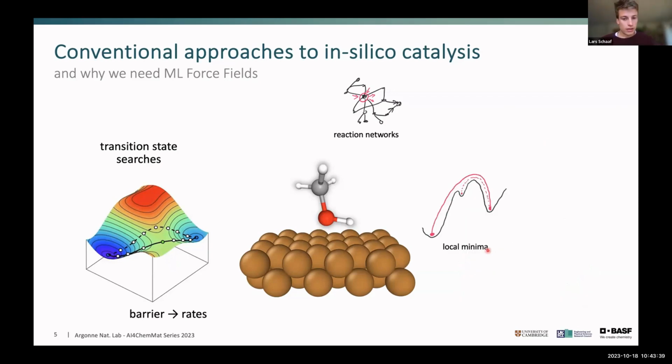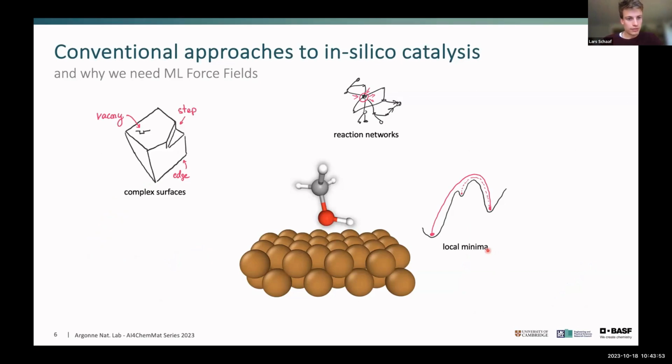Another problem is that often the potential energy surface is very complex. And to get an accurate barrier height, you need to be sure that you're really describing true global minima in your potential energy surface. So you need a lot of sampling.